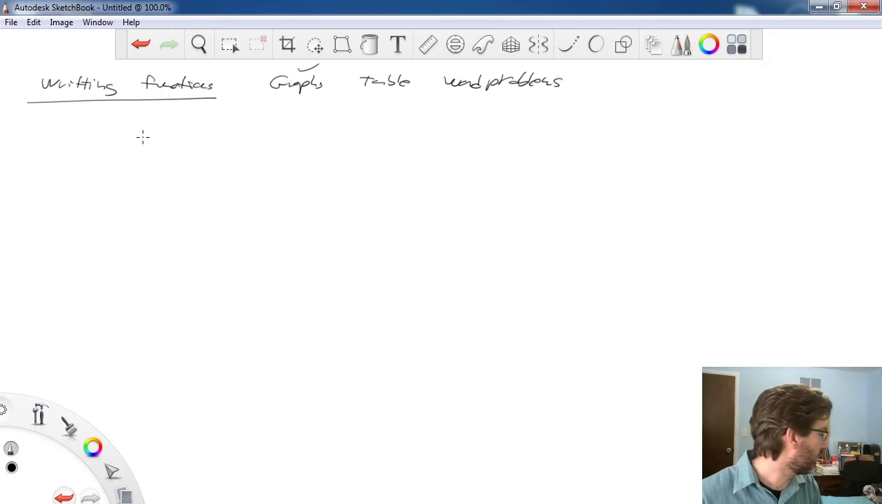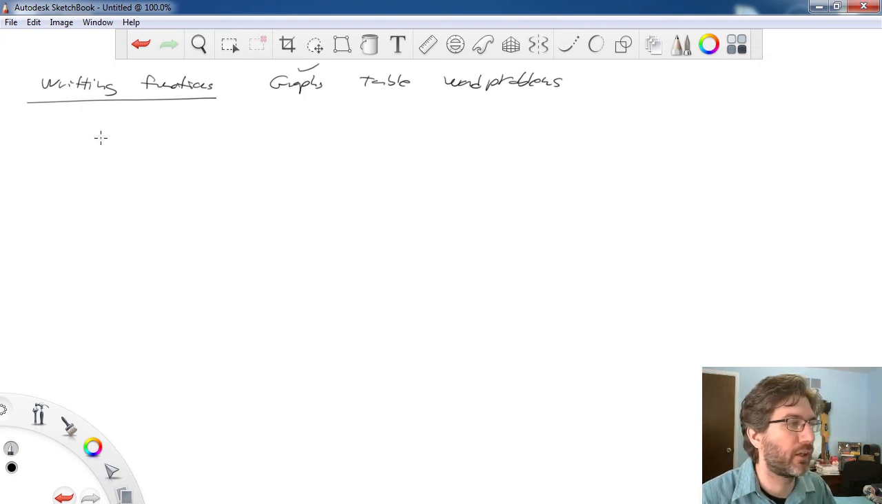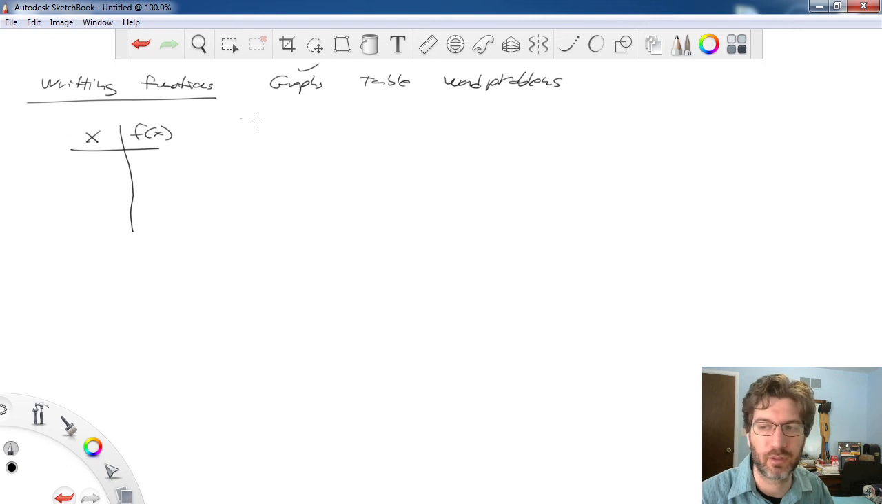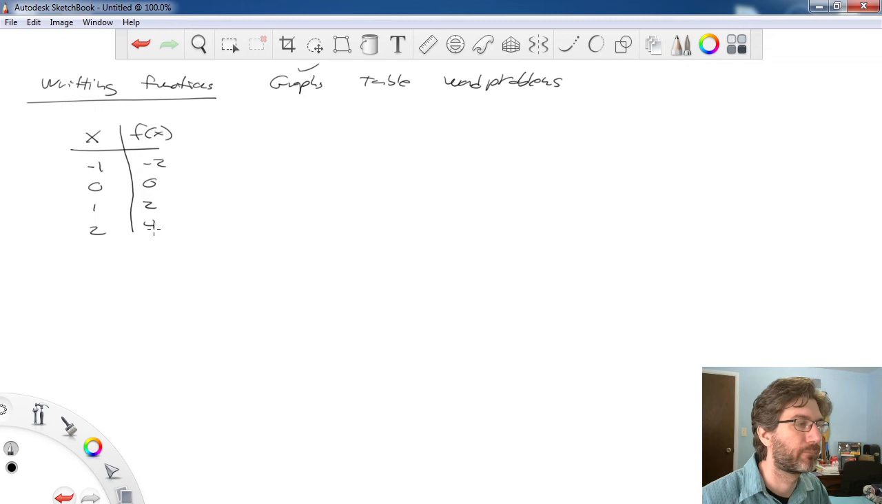Tables. Let's see if I can pull up a table here. Let's look at this table here. The table is going to be an x-y table, and occasionally when it comes to functions, you're going to see it as an f, and f of x for y, because again, y and f of x are the same thing. So here we have -1 goes to -2, 0 goes to 0, 1 goes to 2, and 2 goes to 4.